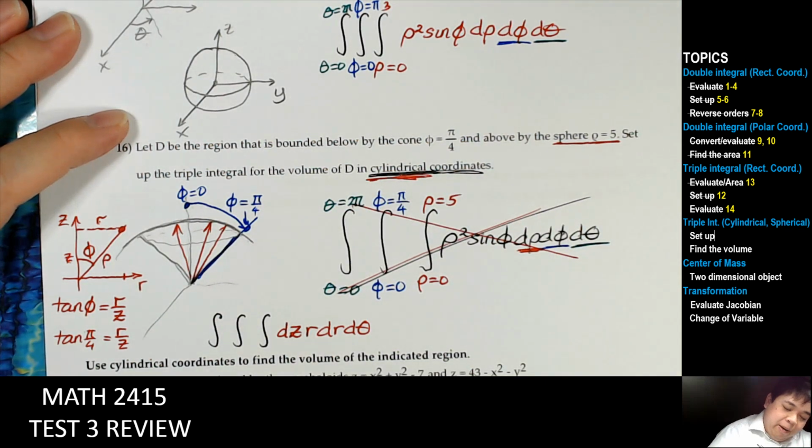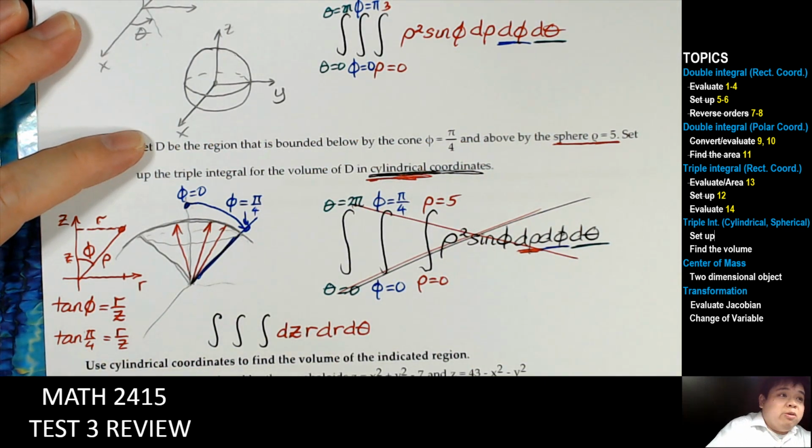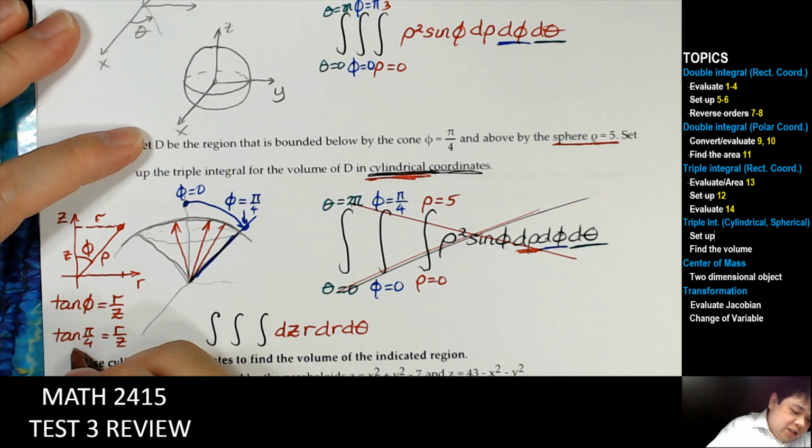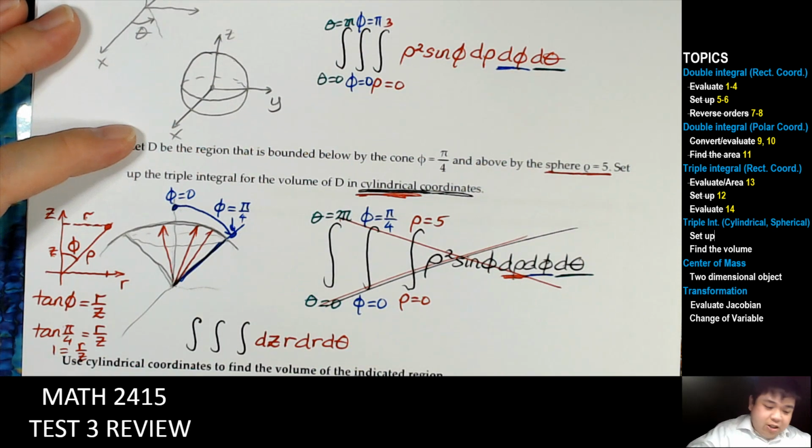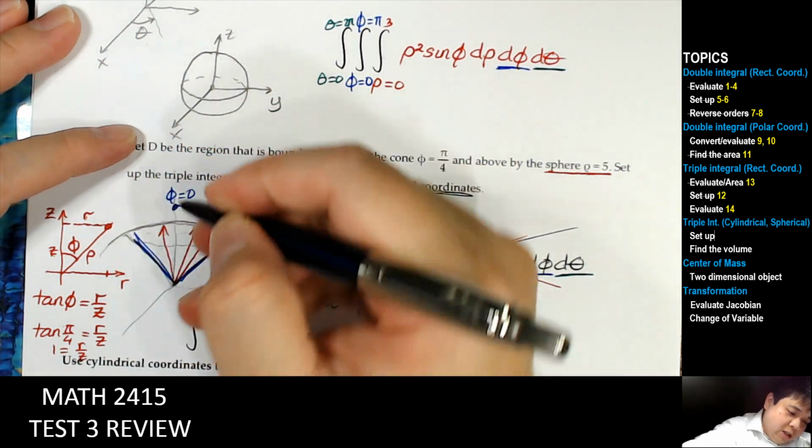I didn't read the question. Tangent of pi over 4 is 1. So this is z equal to r. So the surface of the cone is given by z equal to r.